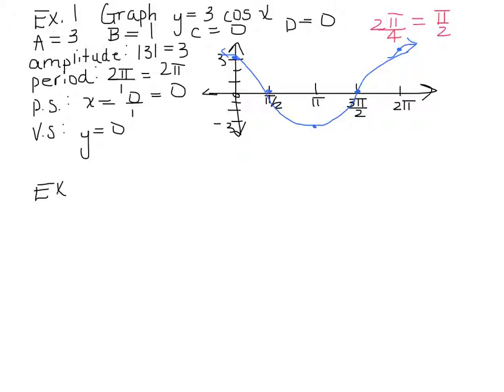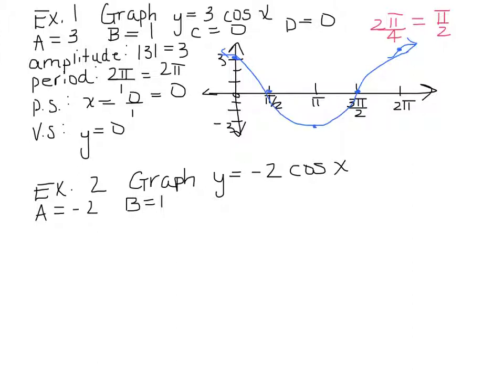Let's see what happens when we have a negative. So we're doing y equals negative 2 cosine x. So now A is negative 2, B is 1, C is 0, D is still 0. So my amp, I'm going to abbreviate it now. Absolute value of negative 2, which is 2.